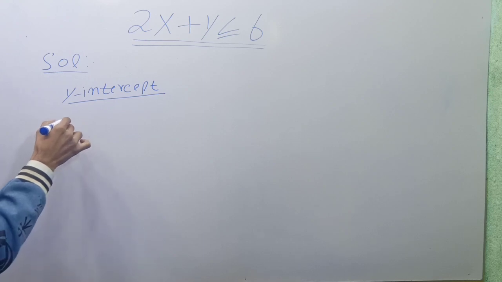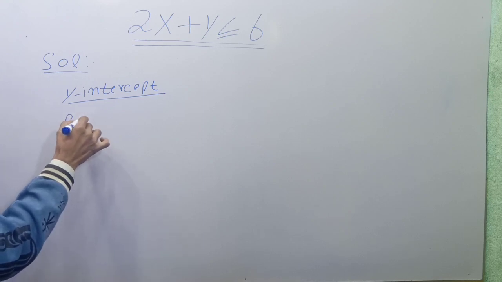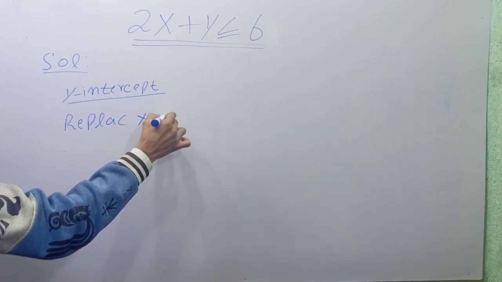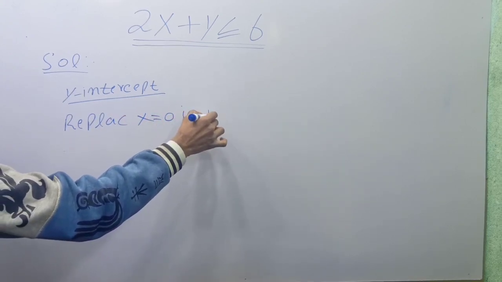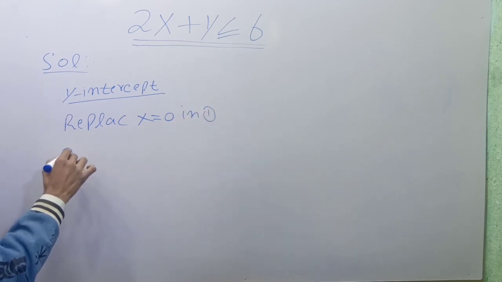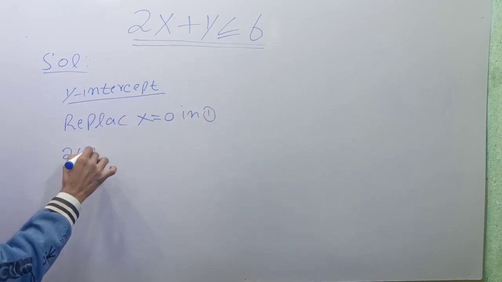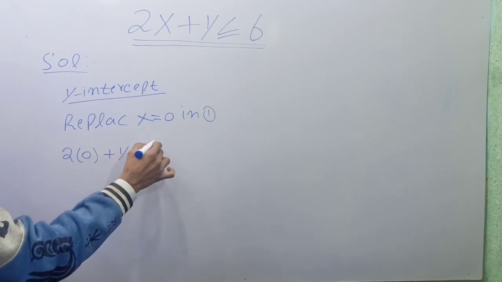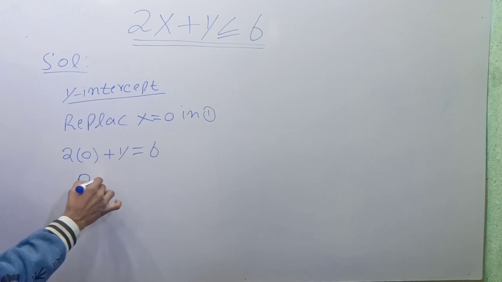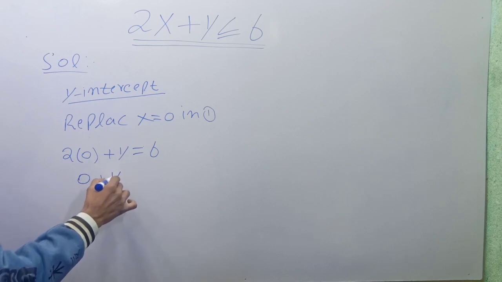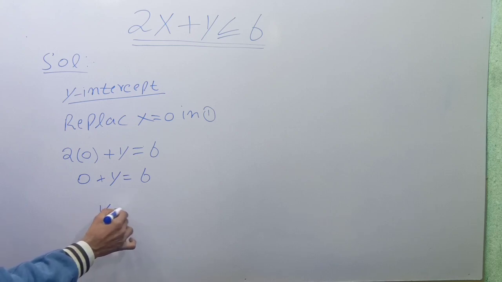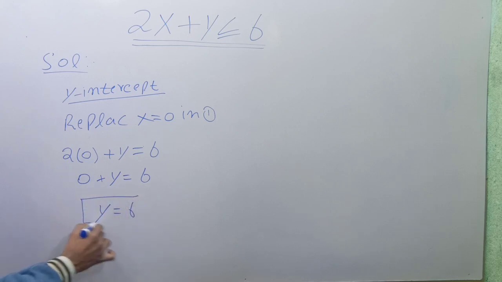To find the y-intercept, we have to replace x is equal to 0 in equation 1. Now 2x is replaced by 0, plus y is equal to 6. So 0 plus y is equal to 6, and y is equal to 6. Its y-intercept is 6.